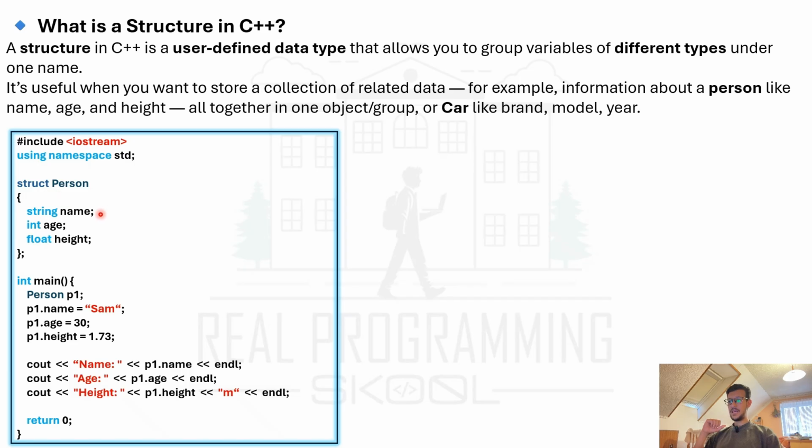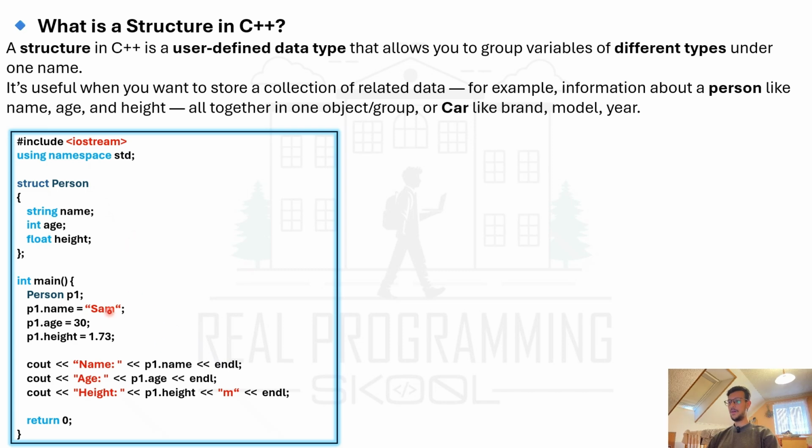This person is exactly like string. When we declare variables, we use the data type string for name, integer for age, and float for height. Person is the same as string, integer, and float. It is the name of our own data type that we created. So all this information is under the data type that we created, which is called person.